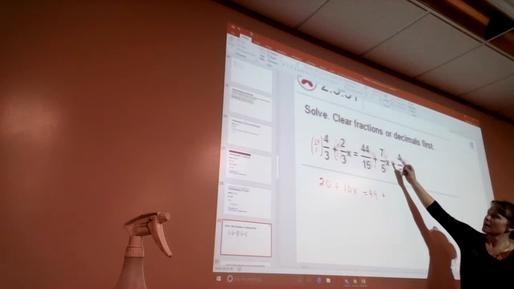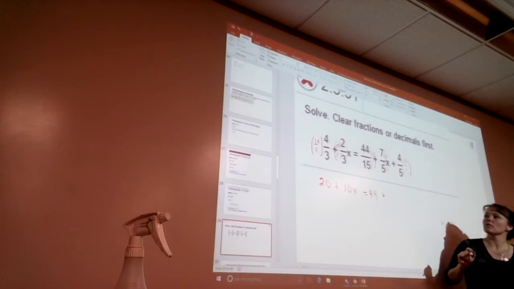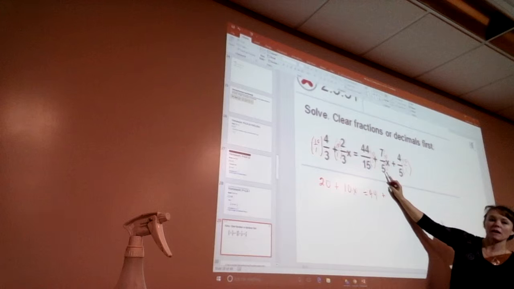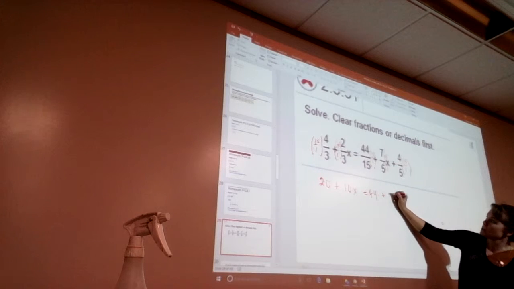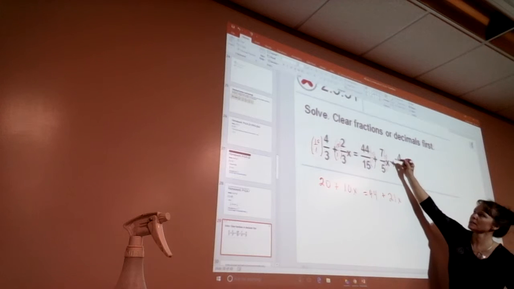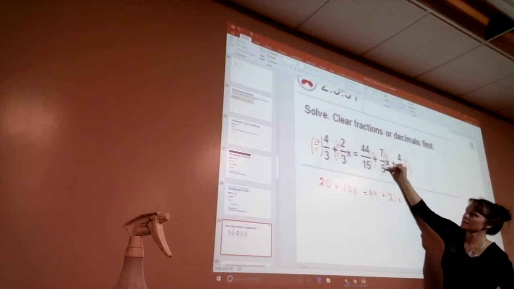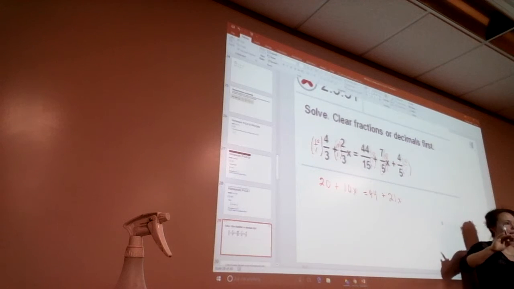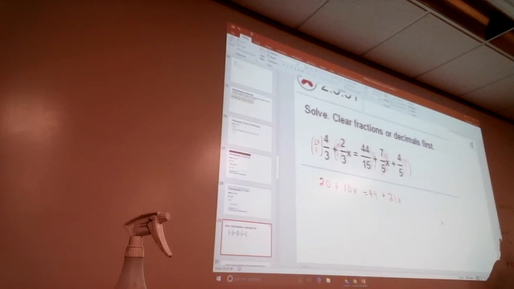Plus, 7 times 15, I don't know that off the top of my head, but then I'm going to divide by 5. 15 divided by 5 is 3, so this term is going to be 21x. Again, what I'm thinking of here is 15 divided by 5. 15 divided by 5 is a nice even 3. 3 times 7 is 21.